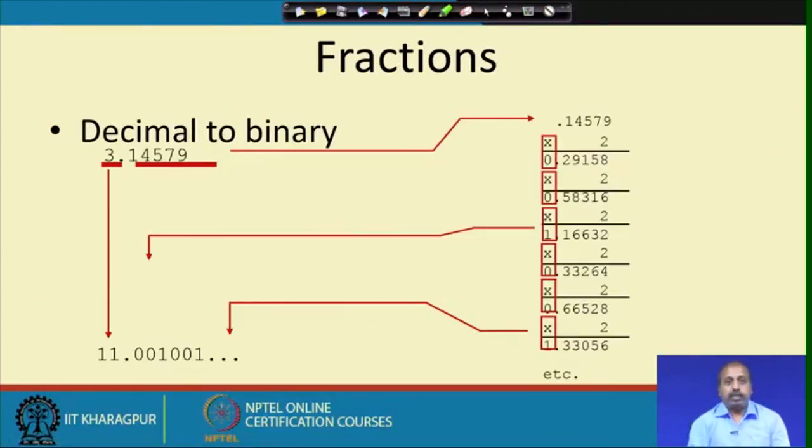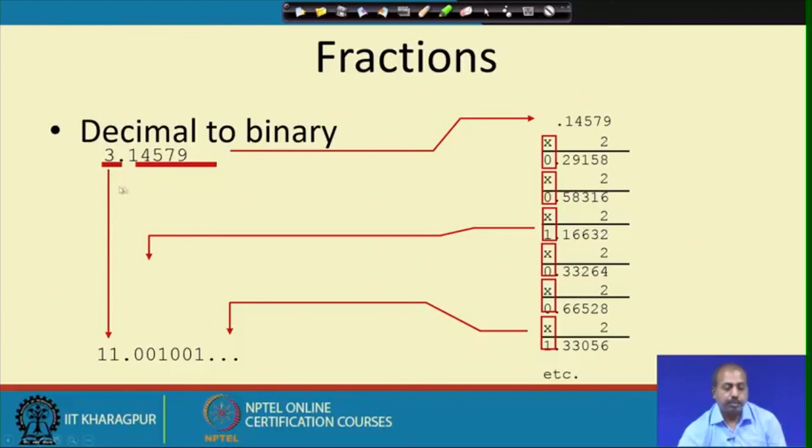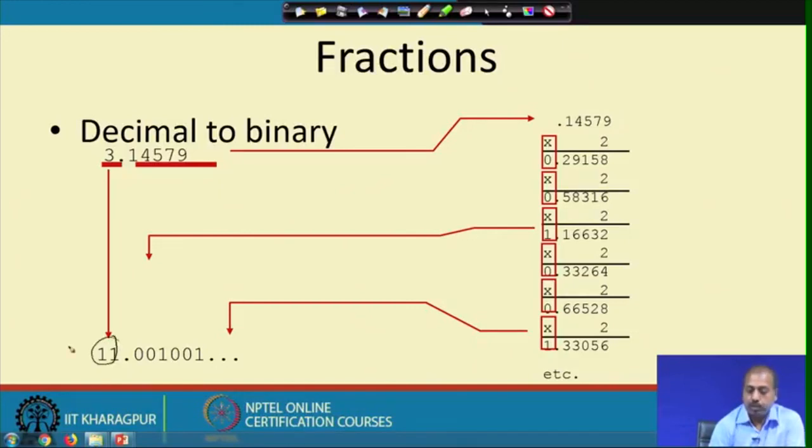For decimal to binary conversion, the rule is just the reverse. You have to take the two parts separately. For the integer part, we convert it separately, and for the fractional part we do it separately. So for the integer 3, 3 is represented as 1 1.